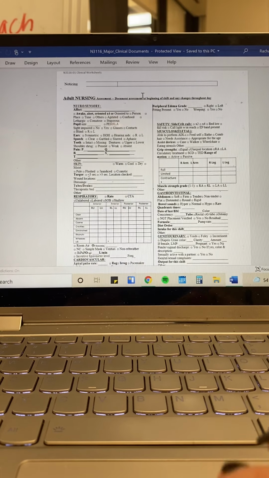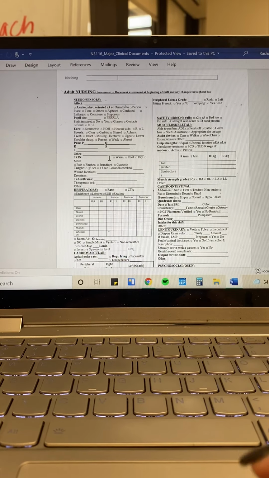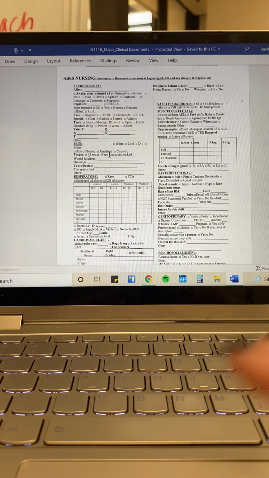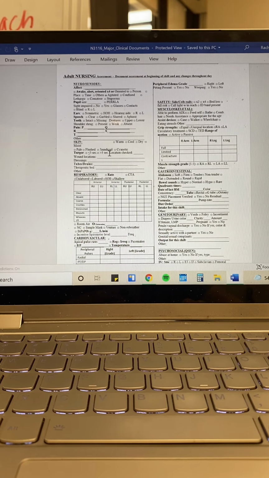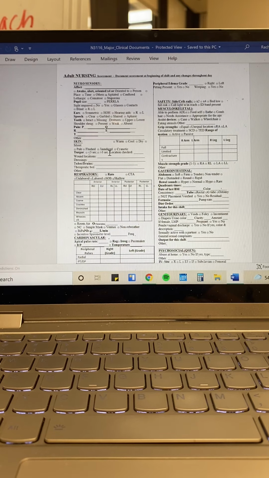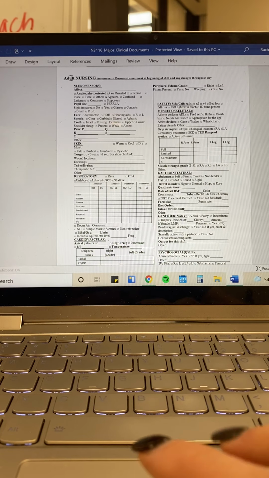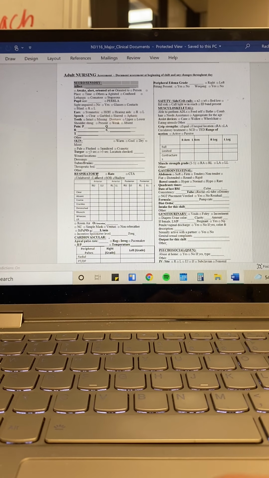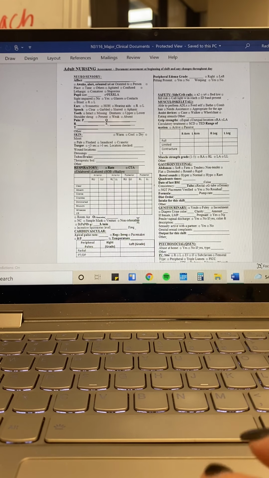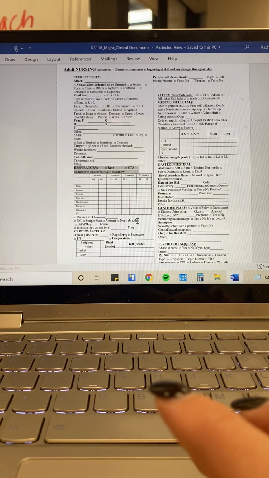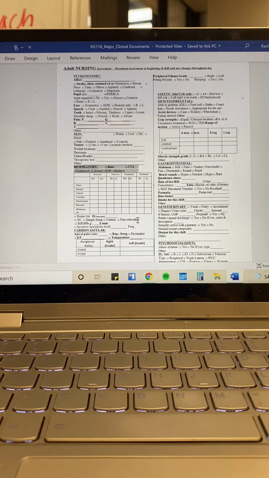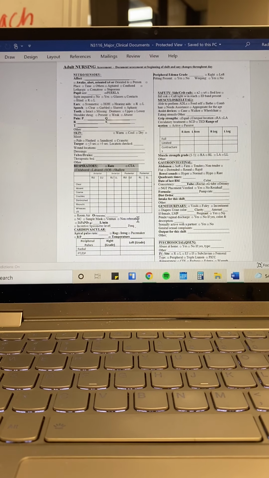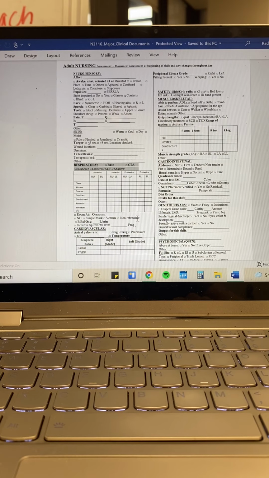So we move on to page 3. This is our adult nursing assessment. This is essentially just your head to toe, everything that you have learned in health assessment this semester. So it goes by body system. You can see neurosensory, skin, respiratory, and so on and so forth. On this page in particular, you should be able to obtain all of the information because you are performing a head to toe assessment on your patient.